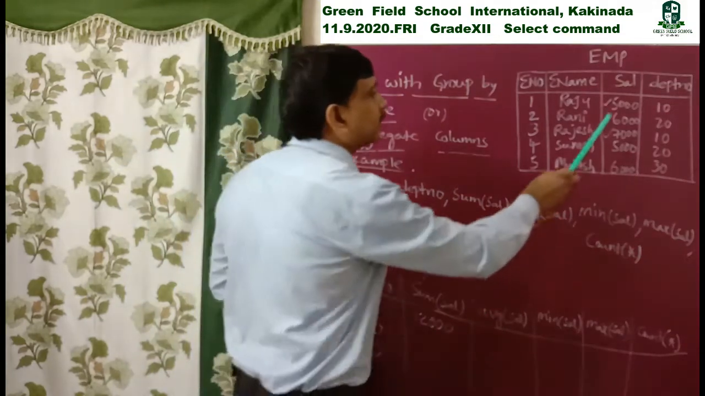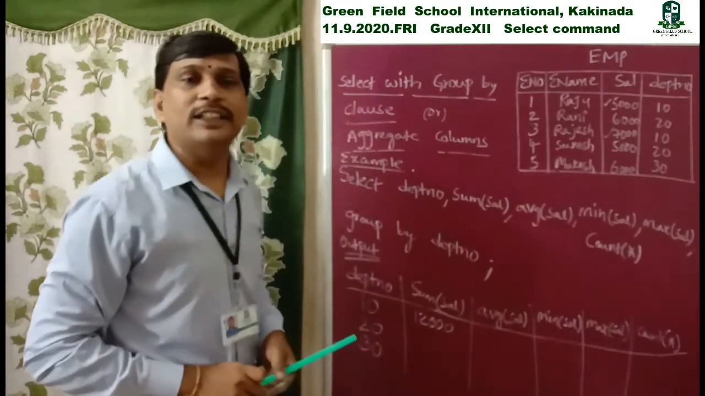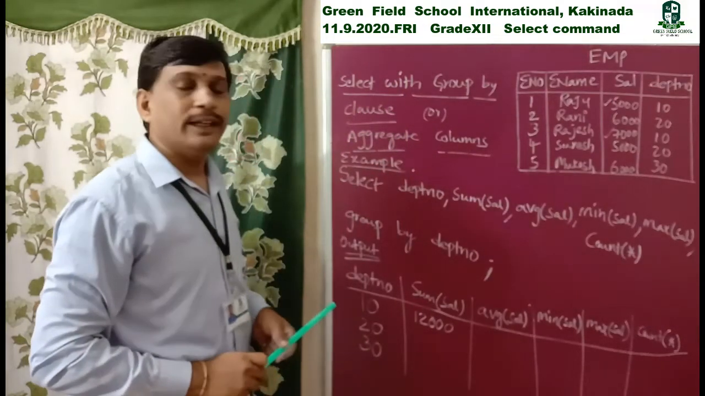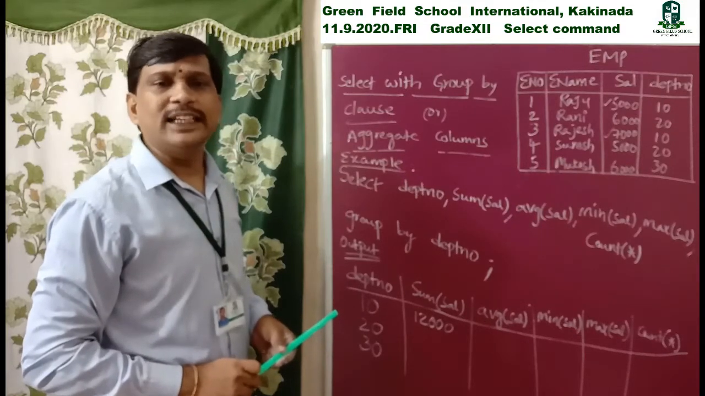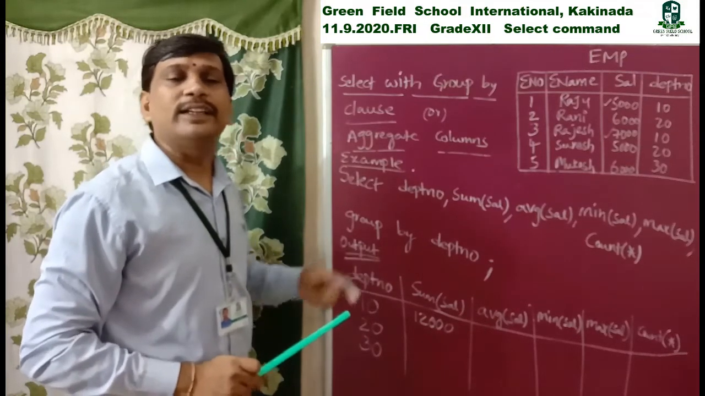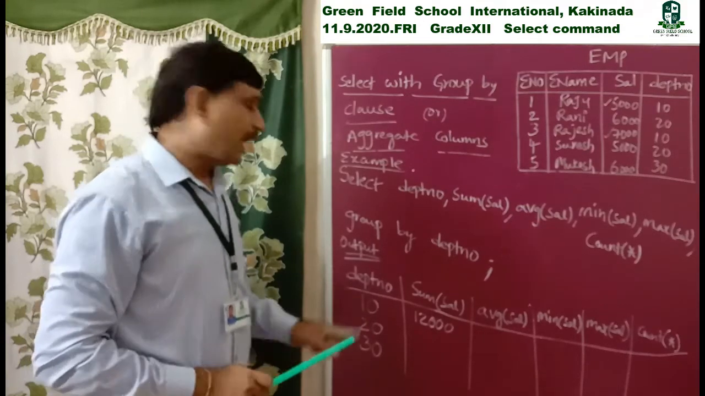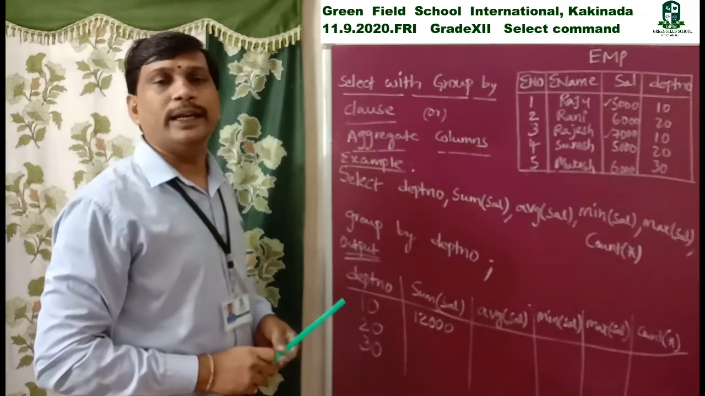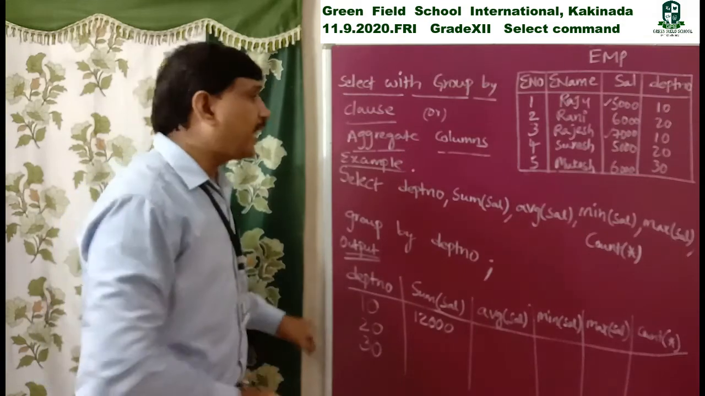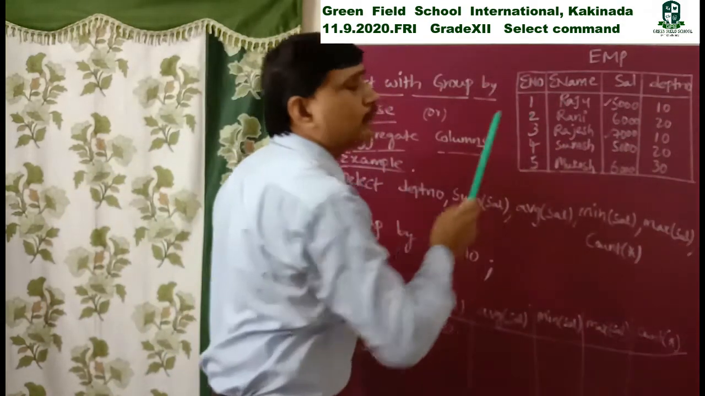Next, coming to average of salary. How to calculate the average salary for the 10th department? I calculate here only for the 10th department. Next I calculate the 20th department. Next I calculate the 30th department. In this way, I calculate for each department wise. So the entire table can be divided department wise.